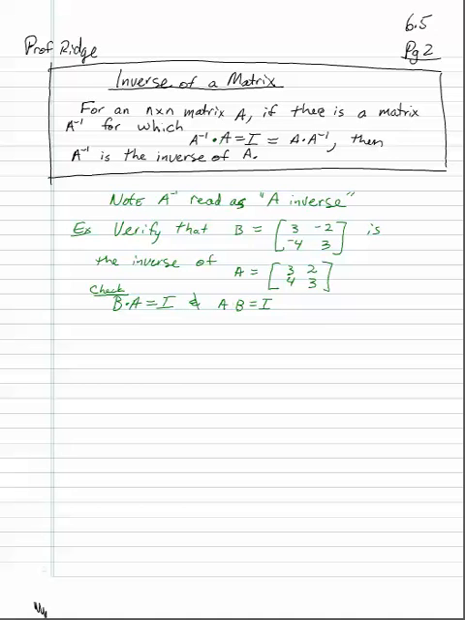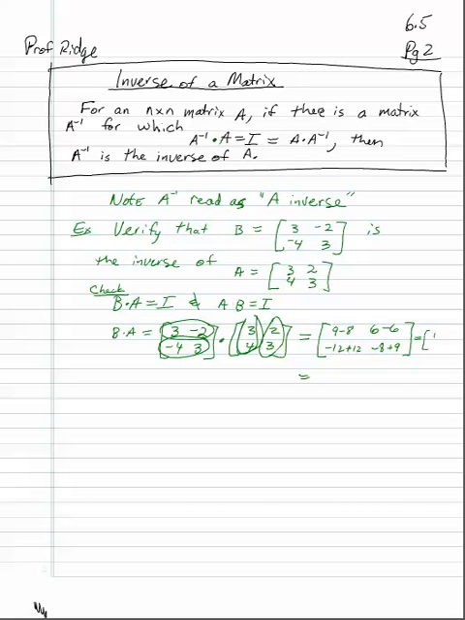So we're going to do B times A, which is 3, negative 2, negative 4, 3, times 3, 2, 4, 3. Remember, you do row, column. That gives us 9 minus 8, then 6 minus 6. Then row 2, column 1: negative 12 plus 12. Row 2, column 2: negative 8 plus 9. And that gives you 1, 0, 0, 1, which is I. So that part's done. Now we've got to check the other way around.